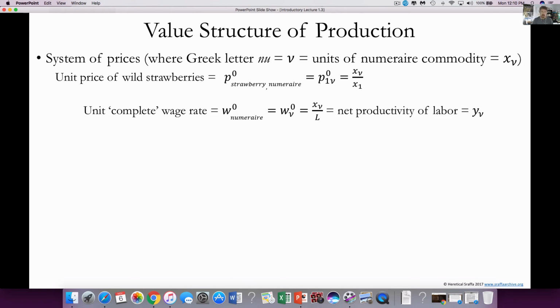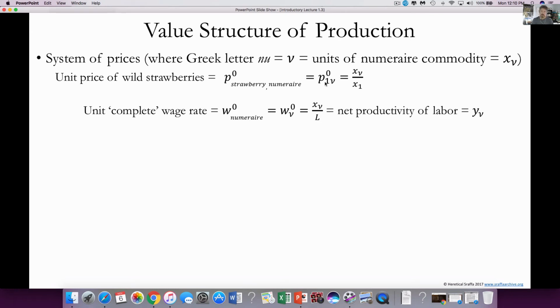Marx calls that the relative form of value. And the second subscript is going to be the commodity that does the measuring, right? It's going to be the equivalent form of value in Marx. It's going to be our numeraire. So we say here that P superscript 0, 1V, what that is going to be equal to is so many numeraire units per unit of good 1.